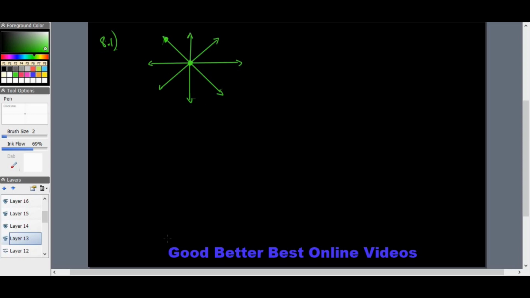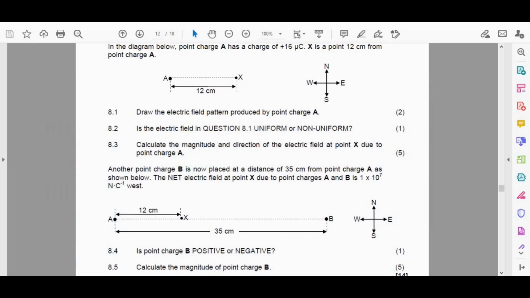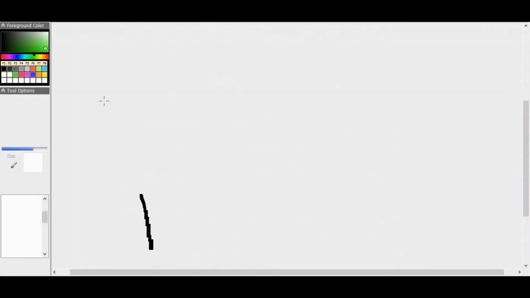Again, back to the question to understand it. Draw the electric field pattern produced by point charge A. So just the field pattern around A. They give us that point A has a charge of positive 16 microcoulombs. X is at a point 12 centimeters away from point charge A. I said we're going to skip 8.2. We're going to go straight to 8.3.